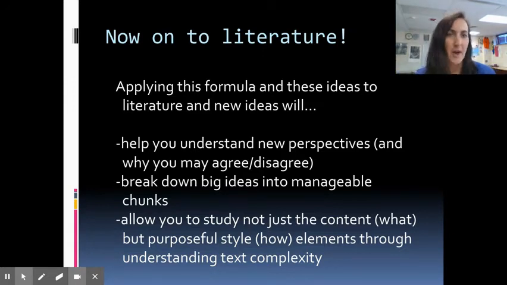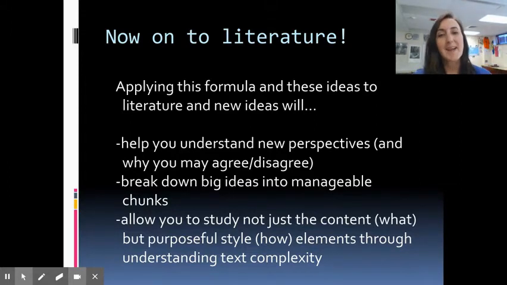But literature is all about this characterization and how we will understand what's happening, whether we even like the books or not. So applying this formula and these ideas to literature and new ideas is going to help you do several things. One, it's going to help you understand new perspectives and why you may agree or disagree. It's going to help you look at actions that are occurring outside of your world that you see on social media or in the news or in other countries and go, what is driving this?